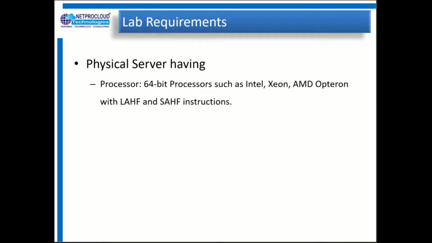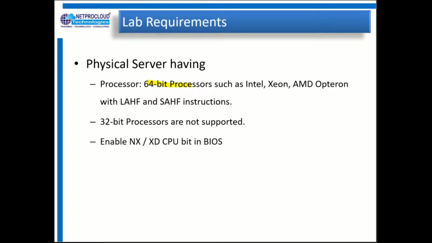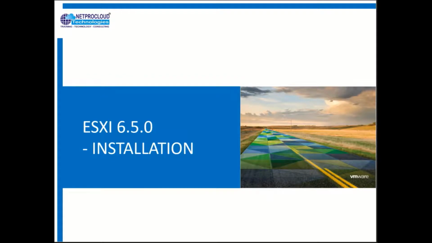Again, a 64-bit processor is your main requirement, with 2 cores and with LAHF and SAHF instructions. And 32-bit processors are not supported. So here we need only 64-bit processors. Now again, we have to enable your NX or XD bit in the CPU in the BIOS. So RAM 8 GB, hard disk SATA 500 GB, and NIC 1 GB or 10 GbE, like that.